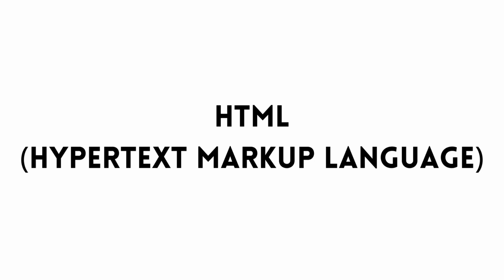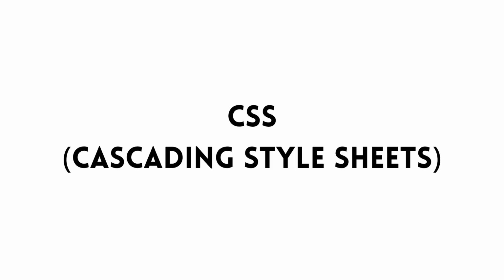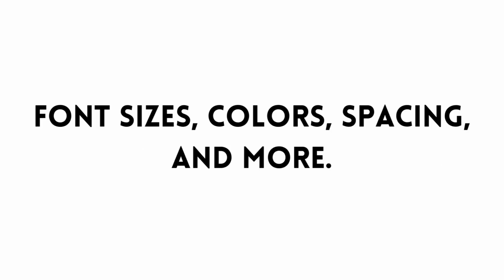Hypertext is text that includes links to other text, and markup refers to the way in which HTML tags are used to structure content and give meaning to it. These tags describe the type of content that they enclose, such as headings, paragraphs, lists, images, and more. With CSS, cascading style sheets, you can control the appearance and layout of your HTML content. CSS allows you to set things like font sizes, colors, spacing, and more.